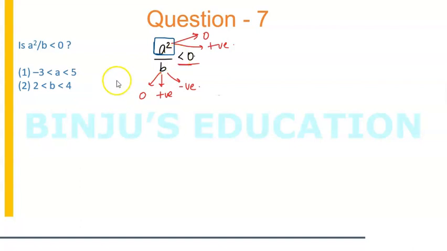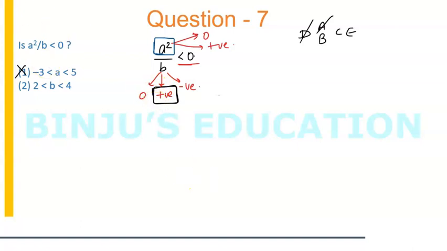Now that answer I'm not going to get from statement number 1, that's for sure, because statement number 1 is all about A. So if I do D, A, B, C, E, I know A is out and I know D is also out. Which brings me to statement number 2, which gives me that B is between 2 and 4. Now if B is between 2 and 4, I can conclusively say that B will be positive.